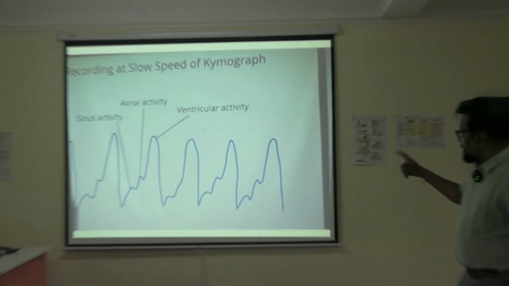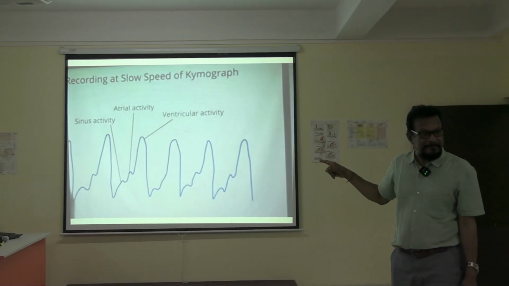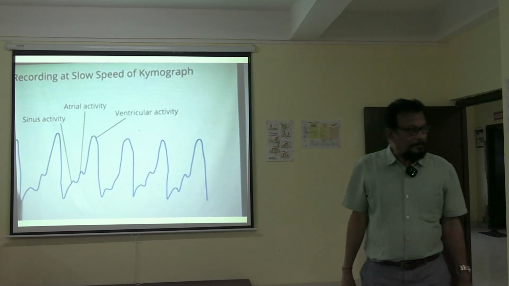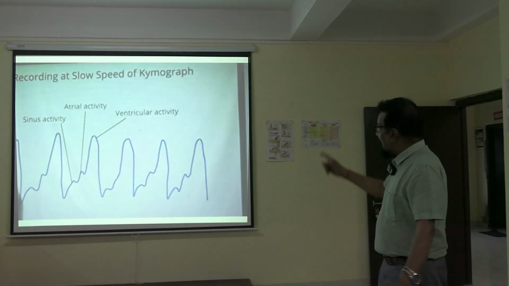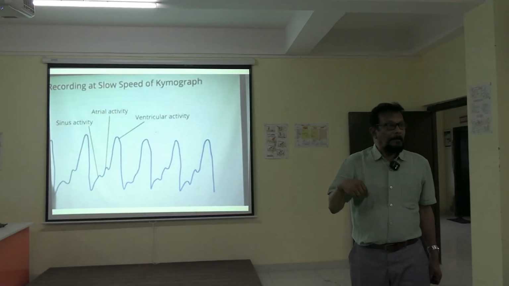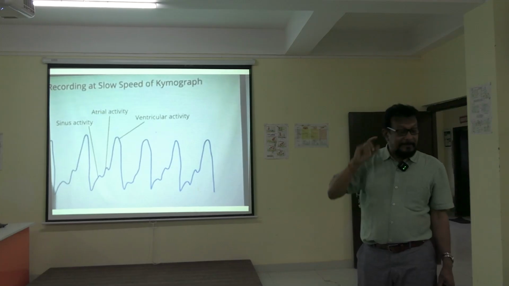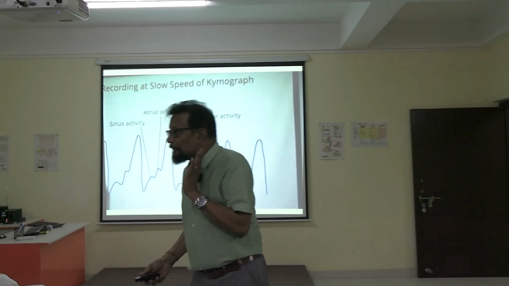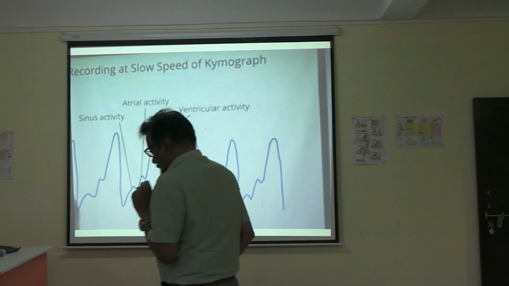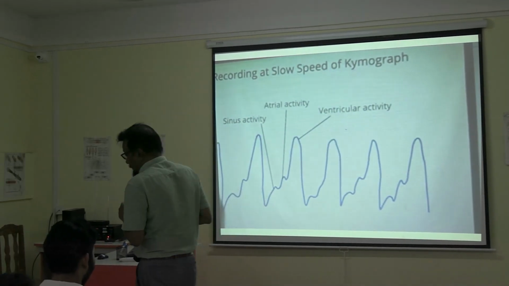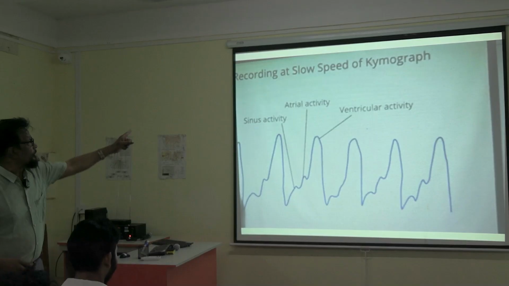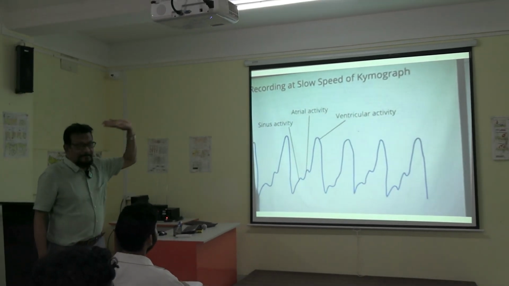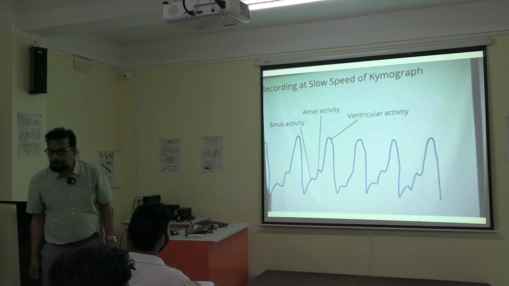Okay, so what is there at the bottom? Sinus contraction and relaxation. Then the middle one, atrial contraction and relaxation, and the bigger one, the upward stroke, is ventricular contraction, and the downward stroke is ventricular relaxation. This recording can be made if the drum speed is at a low level.